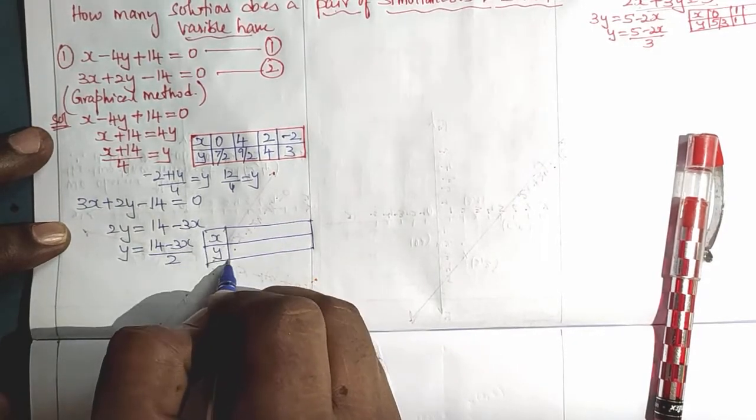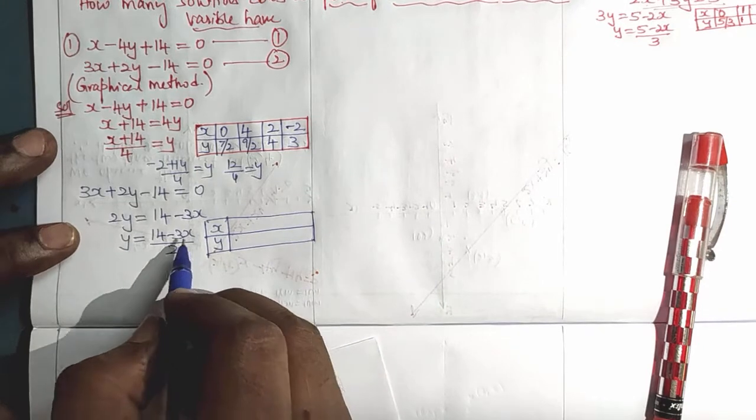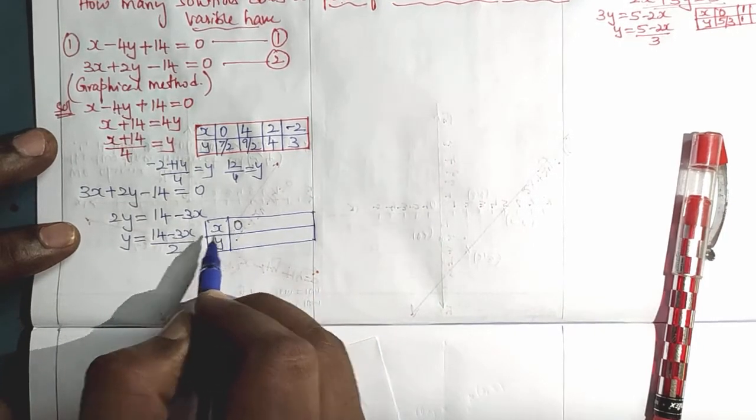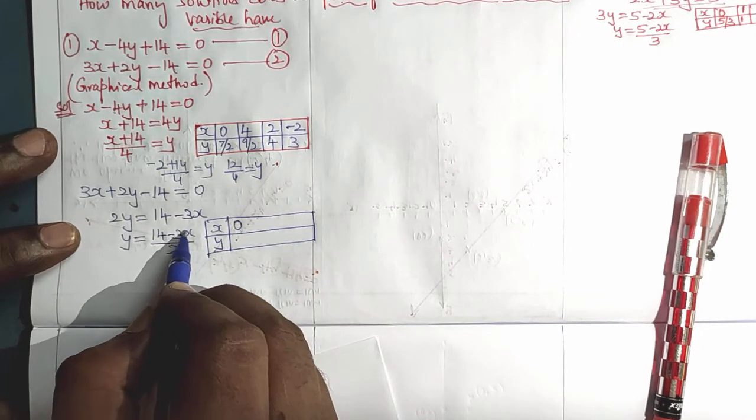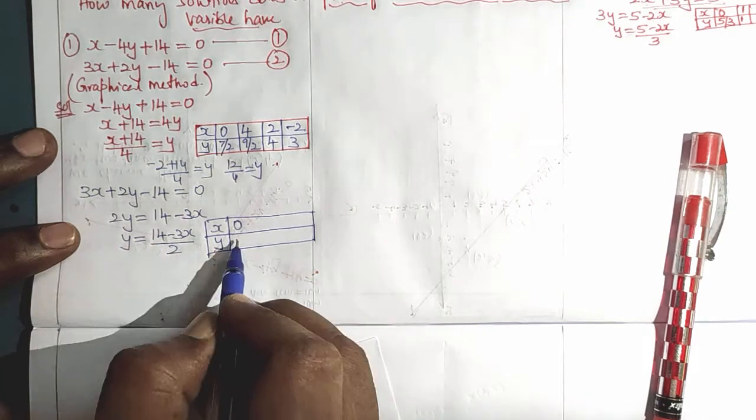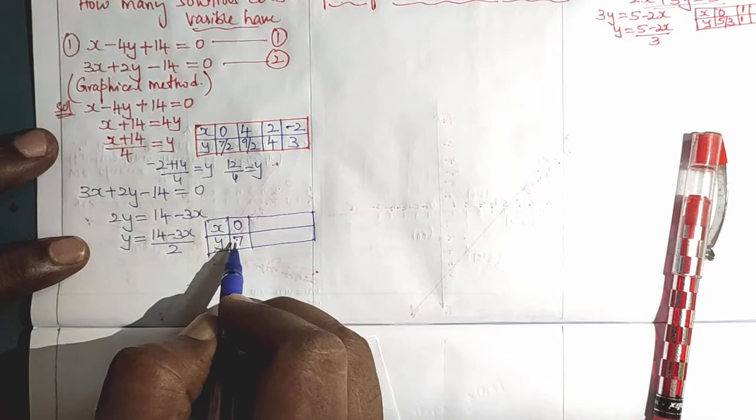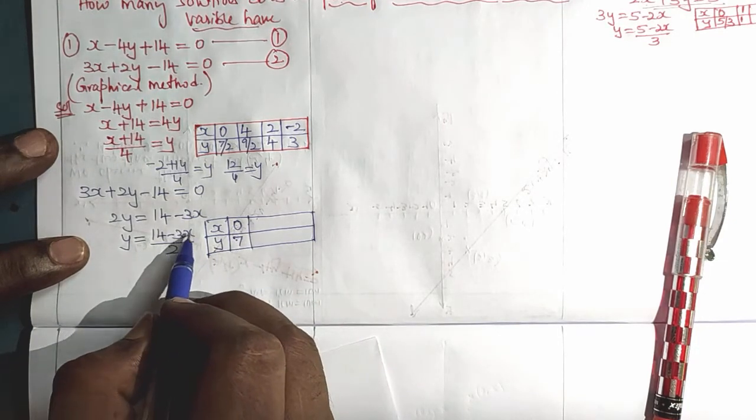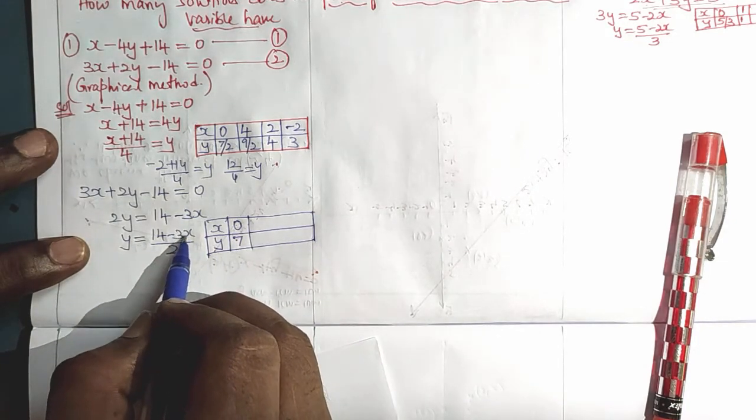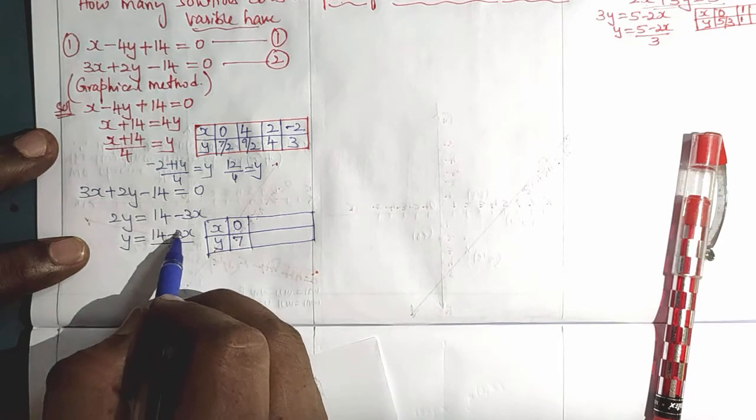So x values I will give here. Suppose I give x is 0 here. 3 into 0 is 0. 14 by 2 is 7. For x 0, I got y value 7. Now if I substitute 1 here, x is 1, 3 times 1 is 3, 14 minus 3, 11 by 2.